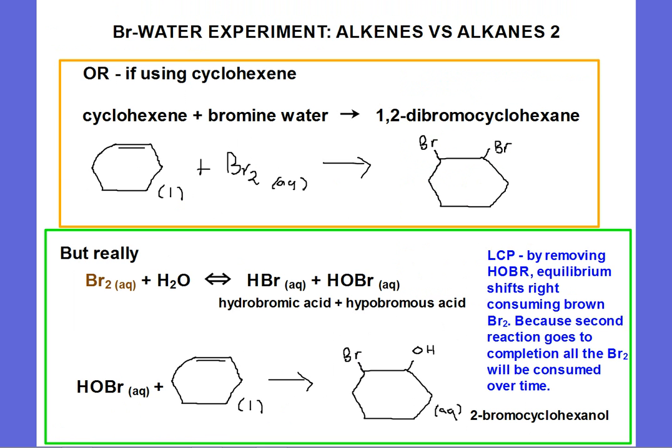Last page. This is experiment number 2, because sometimes we don't use hex-1-ene and hexane, we use cyclohexene and cyclohexane. And I actually prefer to use cyclohexene because the reaction is much simpler, because you can use geometrical molecular structures when you're using cyclohexene. So here's our cyclohexene. It is a liquid, it is a hexagonal structure, and it's got one double bond.